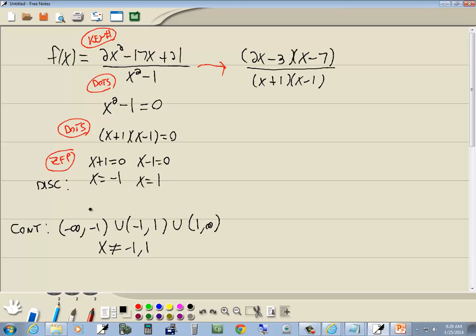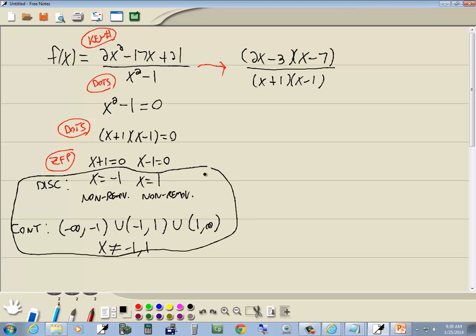They're completely different. So since nothing cancels, both of these are non-removable. Only if you had one of them cancel away, that one would be removable. Otherwise, by default, they're non-removable. Non-removable, they don't cancel. So those are the answers.